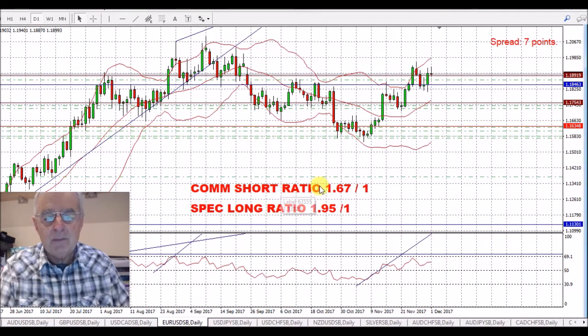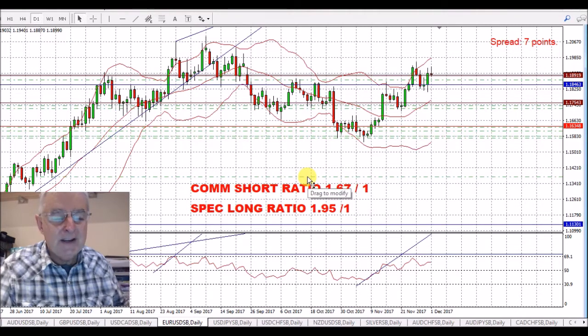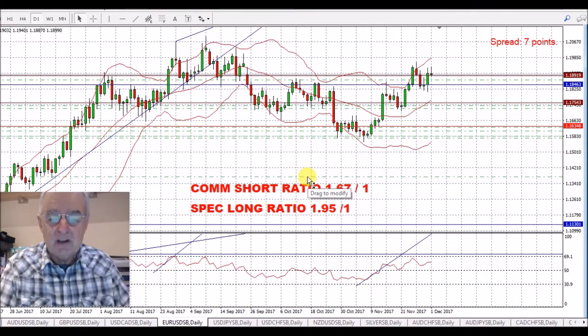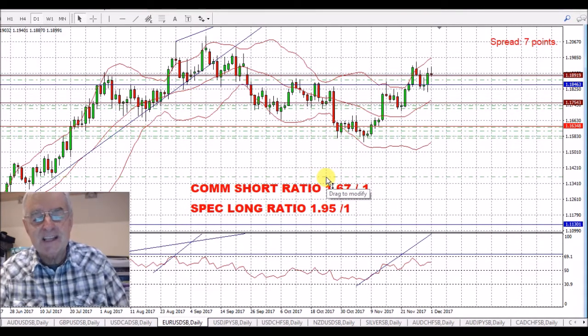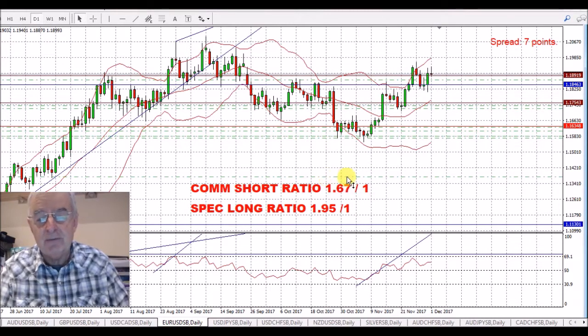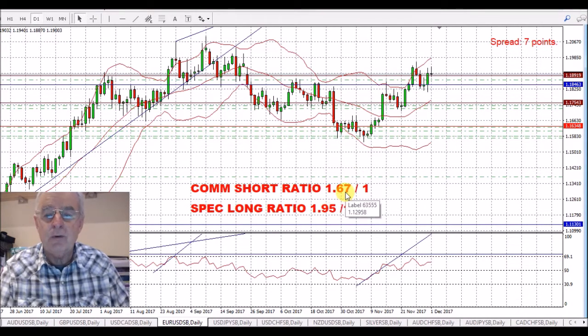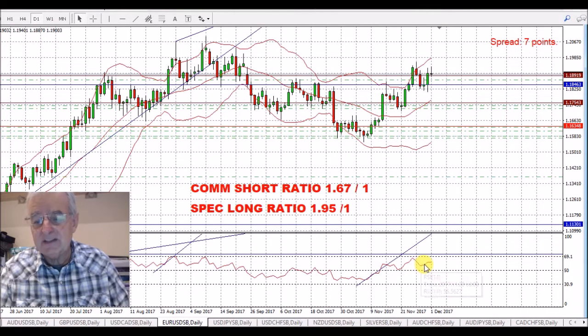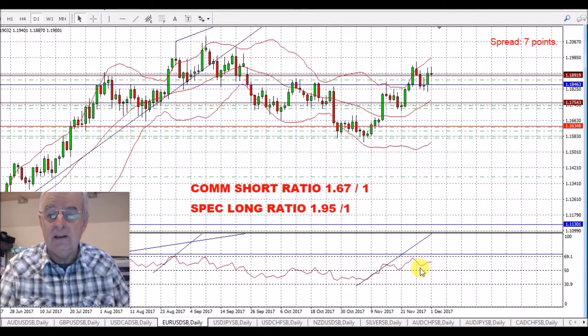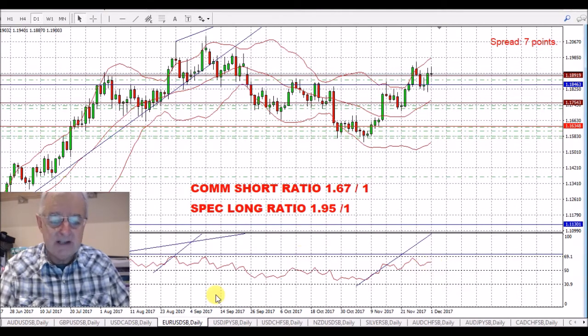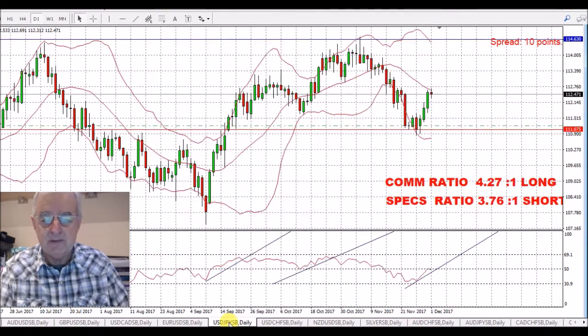We've got a commercial short ratio of 1.67 to 1, which is not the biggest in the world, but if you look at the percentage change over a 12-month period, it's got about a 90 or 80% percentage change. So it is quite a strong short as far as I'm concerned. We are below the 69.1 and I am looking for this to break down. So we'll see what happens.